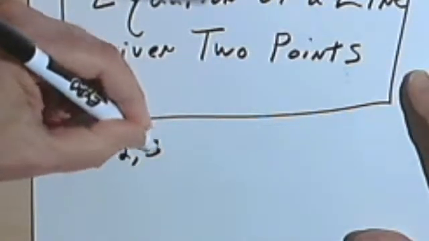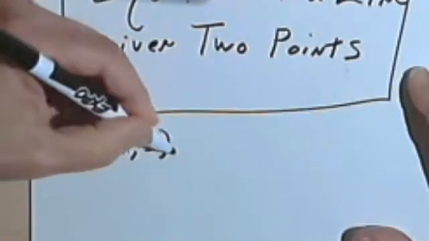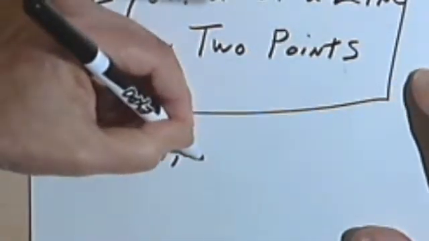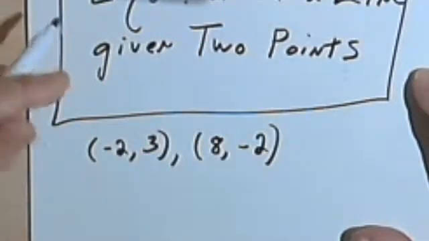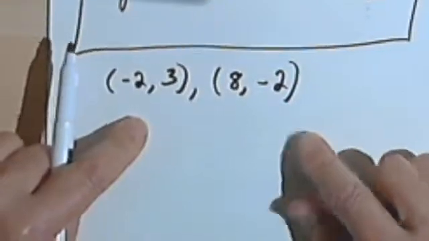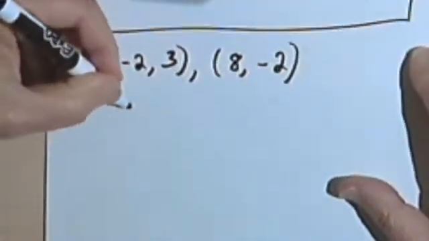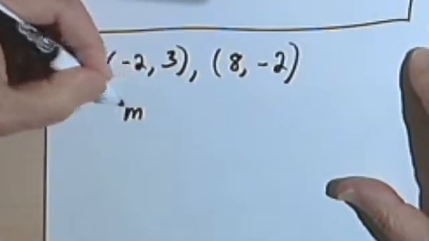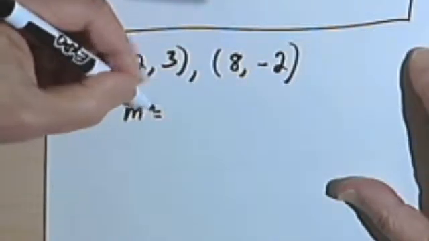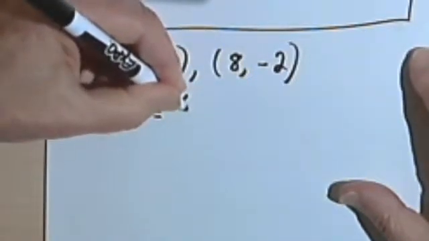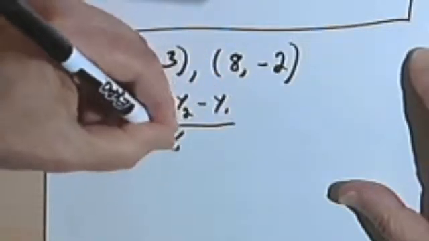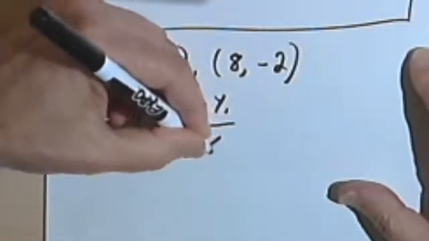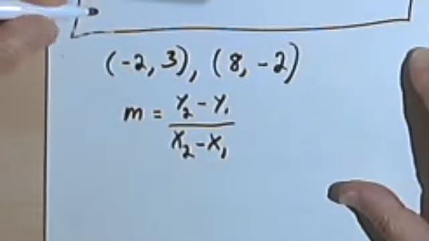Let's say we're given the points -2, 3, and the second point is going to be 8, -2. And we want to find the slope, so we're going to use the slope formula. Remember, the symbol used for slope is m, and the formula is m equals y sub 2 minus y sub 1 over x sub 2 minus x sub 1.